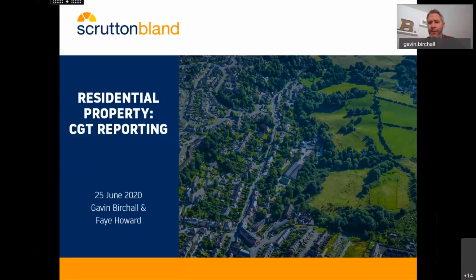Also a tax partner at Scotland Land, and today we'll be talking about the latest changes to the tax reporting of disposals of residential property.